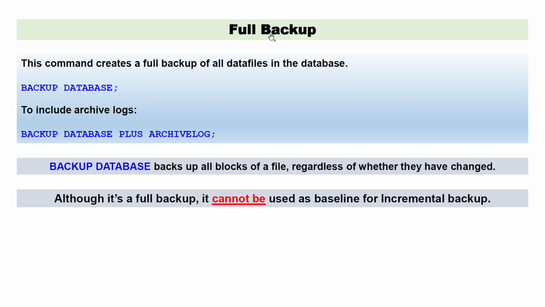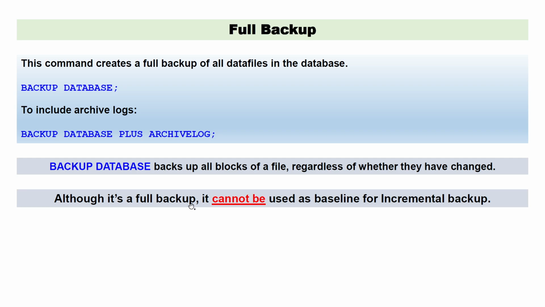So if you want to take the full backup, this command creates a full backup of all data files in the database. You will say backup database. And if you want to include the archive logs, you can say backup database plus archive log, which will take the backup of the database along with the archive log. Now backup database backs up all blocks of a file regardless of whether they have changed. So it will not check whether there is an incremental strategy, or whether something changed since the last backup. It will always take the backup of all the blocks of the file.